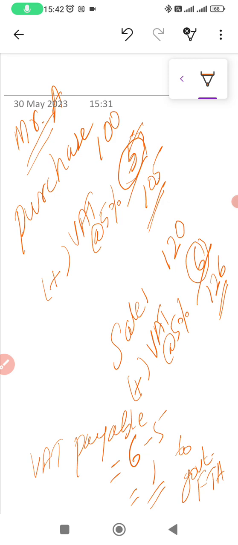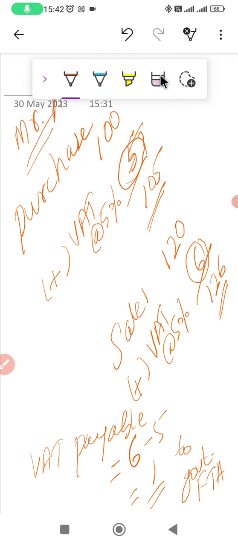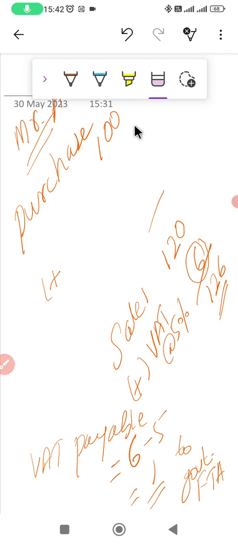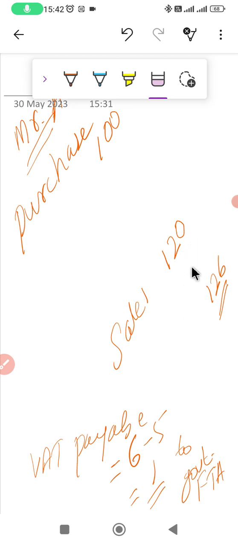So till now I described how the process of purchase, sales, and VAT calculation works. Now I would like to invite your attention to the concept. The same example you have to note down. Now we got here 1 dirham VAT liability, VAT payable. Now I will erase this, and I will erase this also.